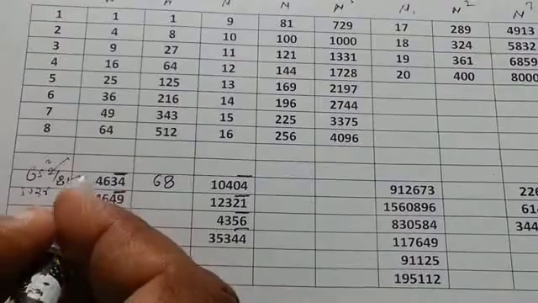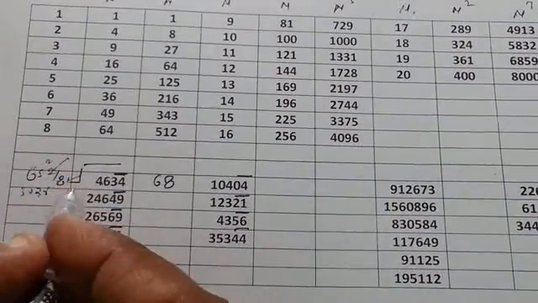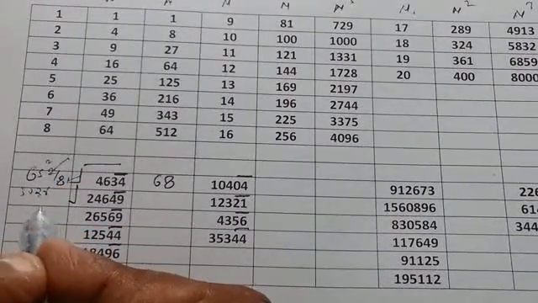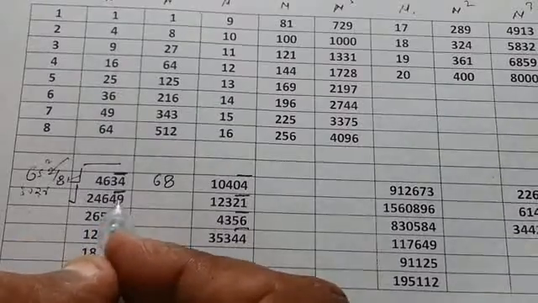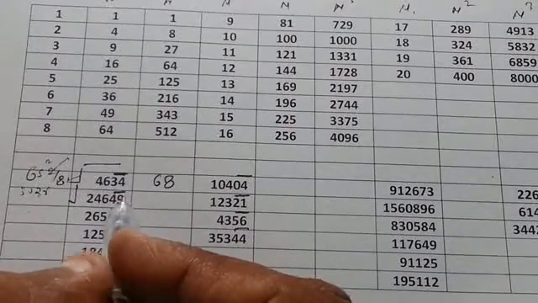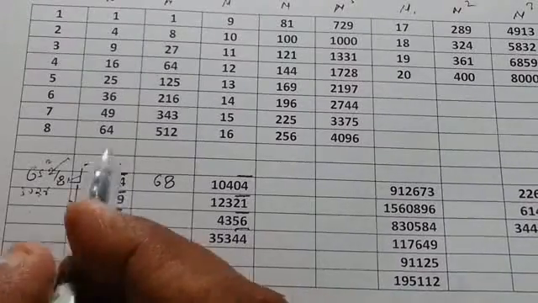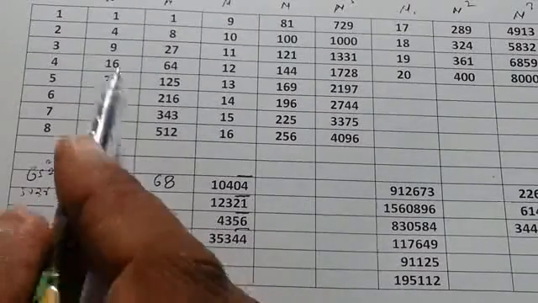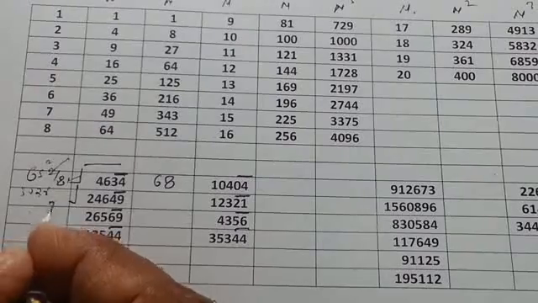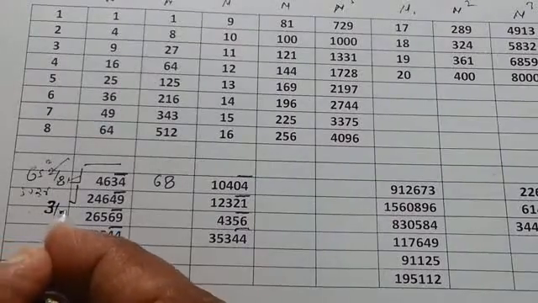Okay, so we are finding out the square root. Let us find out the square root of another number, 24649. Okay. So we are having 9 over here. So the number is ending in either 7 or 3. So the unit digit is either 3 or 7.